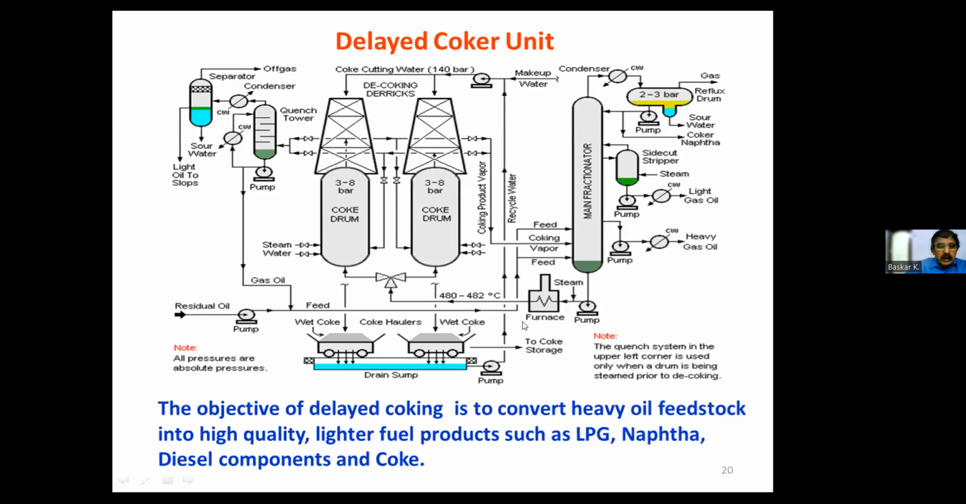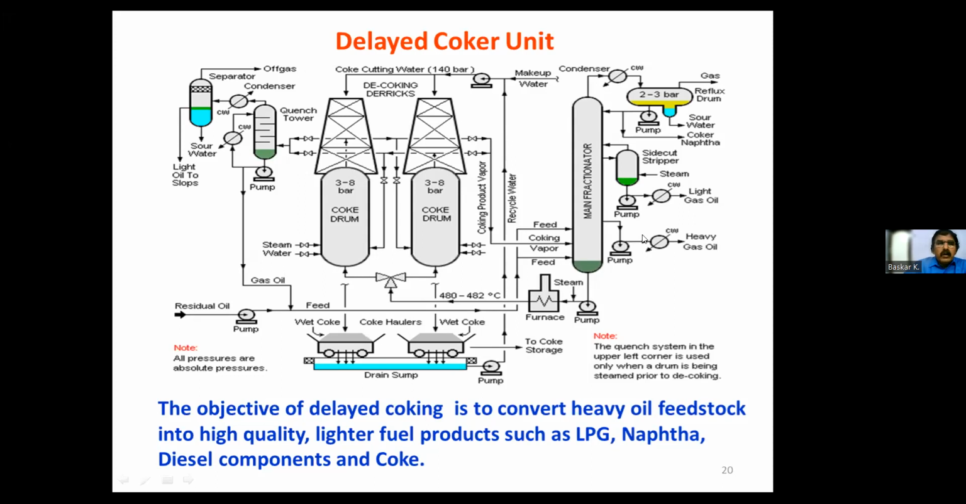The objective of the delayed coker unit is to convert heavy fuel oil into high quality lighter products like LPG. You can see the top one is gas, that is used as a blending component for LPG, then naphtha, diesel component, and coke. In fact, coke is also a very valuable product, but of course, demand is comparatively less than the production. Coke is used in battery industries and cement industries.